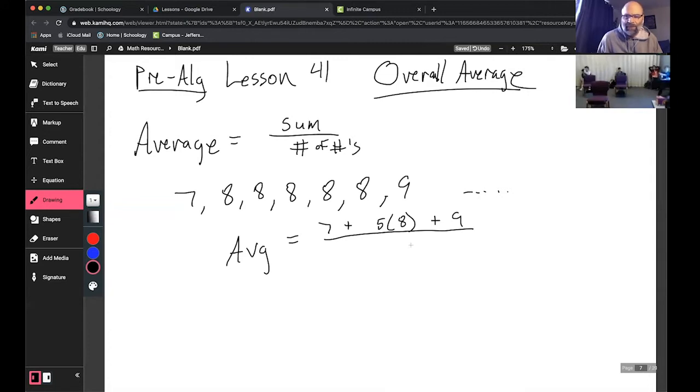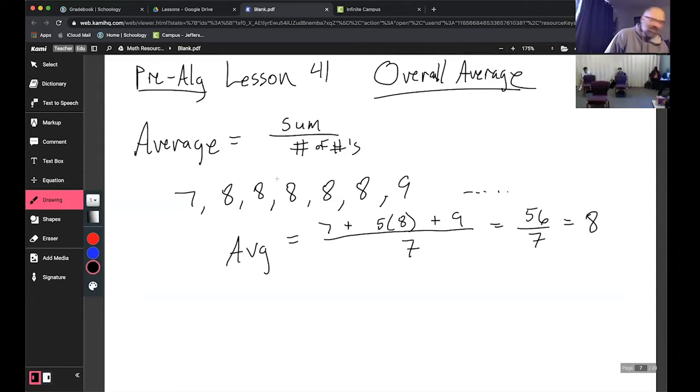I know what the average is. We're dividing by 7. So what is it? 50. So what'd you get, Nathan? 8. Nice, good job. And you can kind of figure it out because see how there's 5 8s and then there's a 7 on one end and a 9 on the other. It seems like it should be 8, and it is. So this is kind of like overall average. You're basically taking your numbers, but you're putting some shortcuts in there.